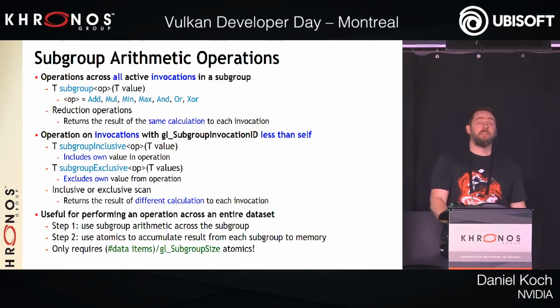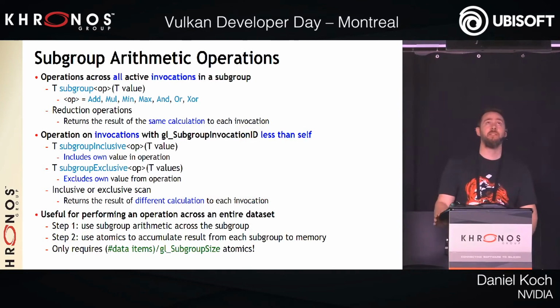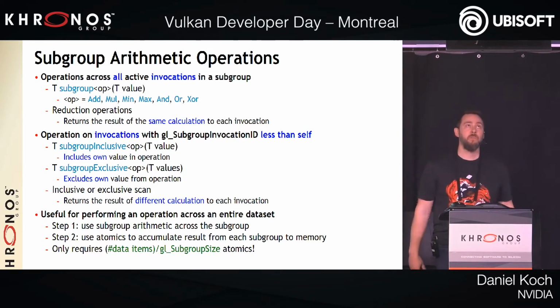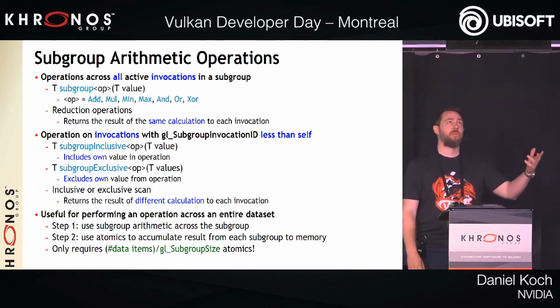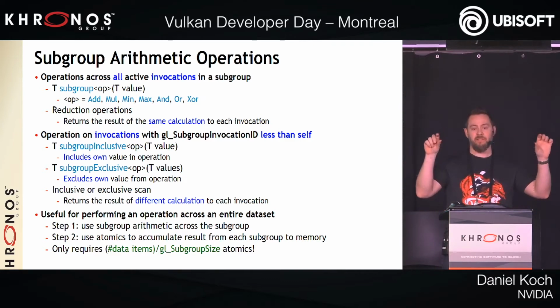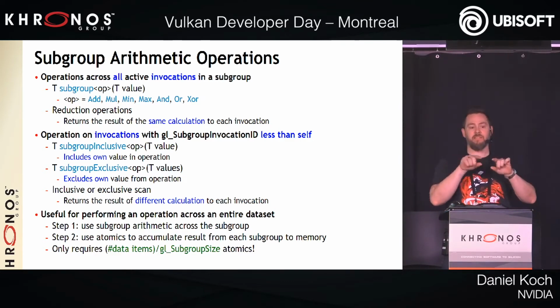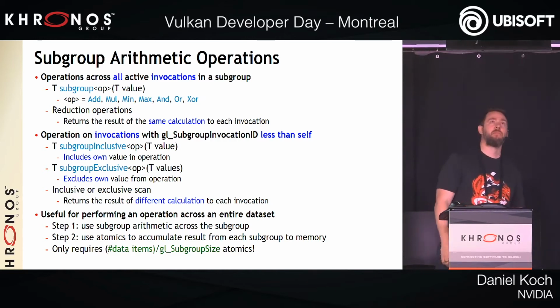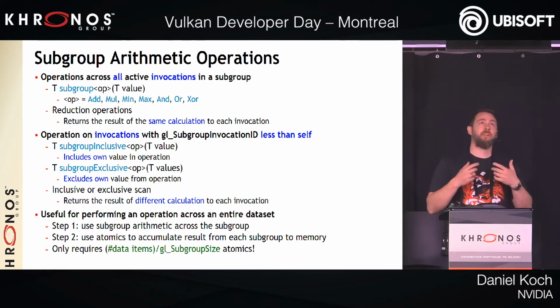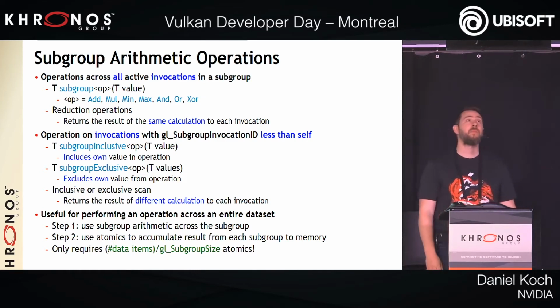Arithmetic operations. There's a number of these. Basically, these allow you to do an operation across all of the active invocations in a subgroup. The functions are subgroup op, and the operations are add, mul, min, max, and, or, and XOR. So you do subgroup add. It basically adds all the active invocations in a subgroup and broadcasts the result to all the invocations that participated in that. This is usually referred to as a reduction operation, and as I noted, it returns the result of the same calculation to every invocation that participated in that.